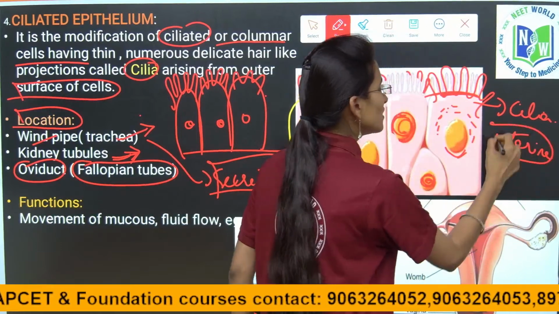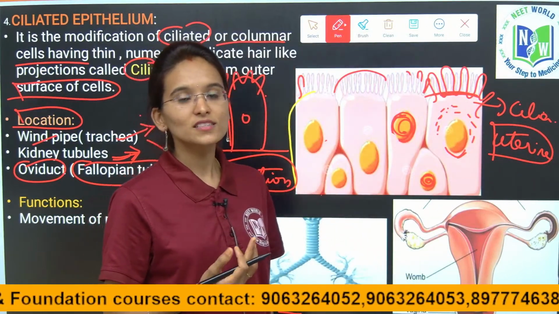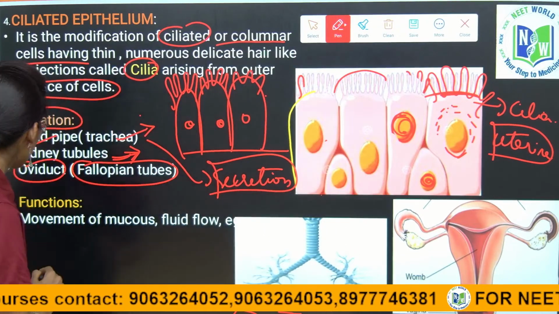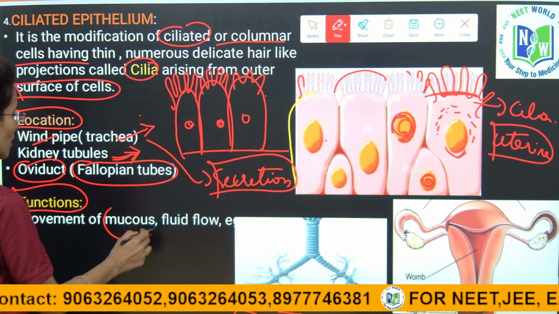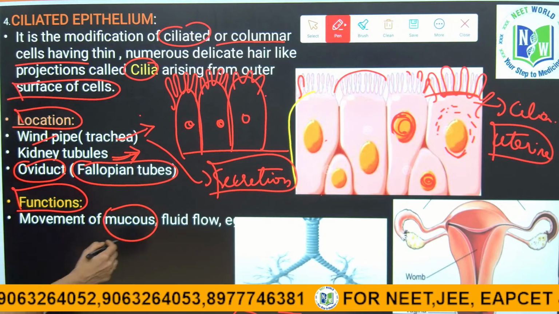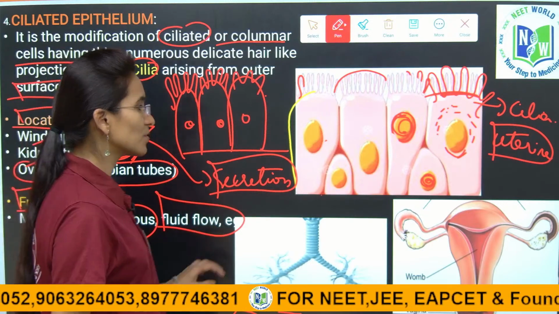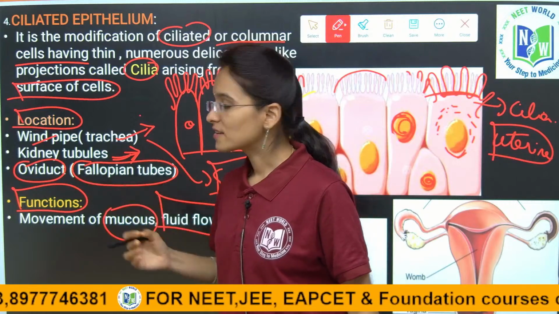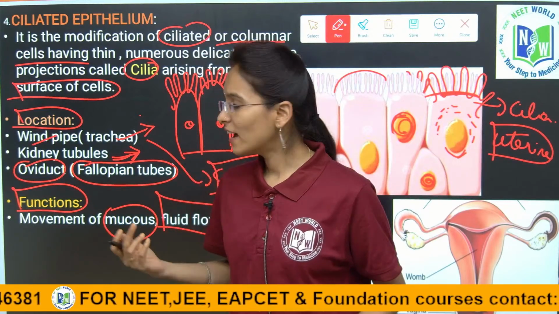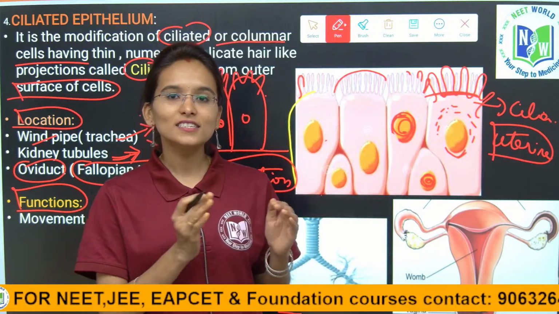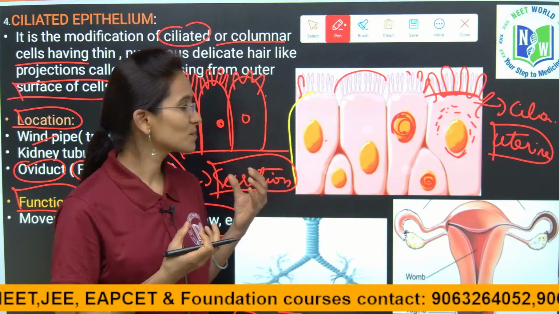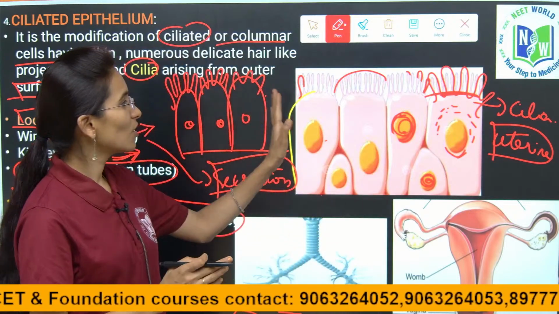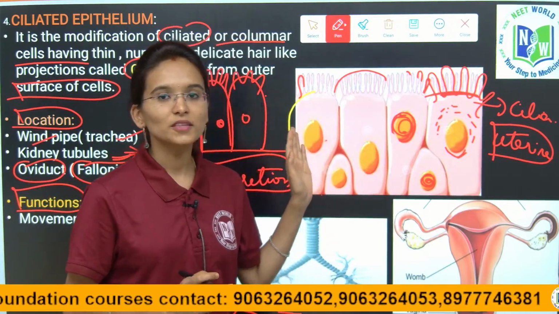So inside the trachea they release the mucus, and they stop the entry of dust particles. Next, if we look into the functions, these are involved in the movement of mucus and fluid flow. Already we have discussed it. It is involved in secretion of mucus, and the oviduct is involved in pushing the egg, the zygote, towards the attachment in the uterus. These are all the functions of the ciliated epithelium.